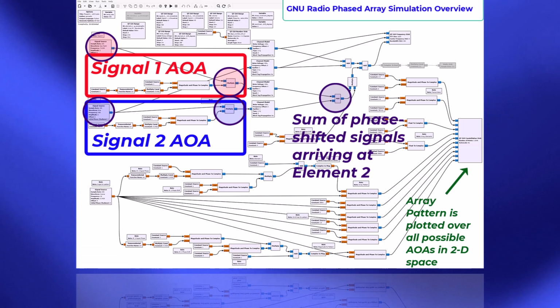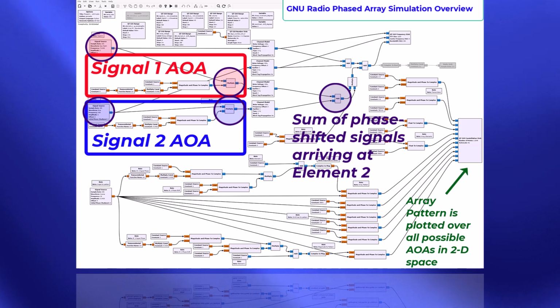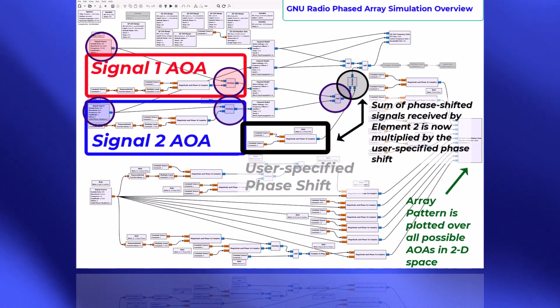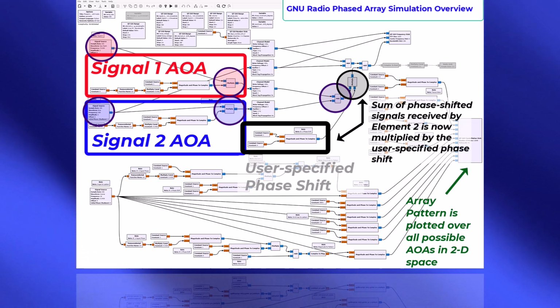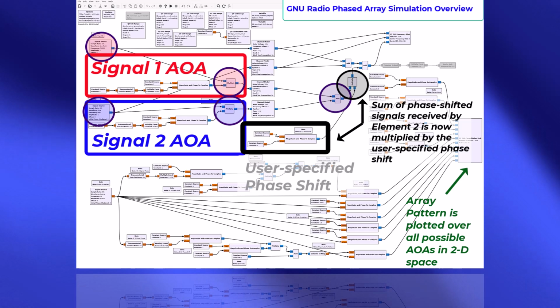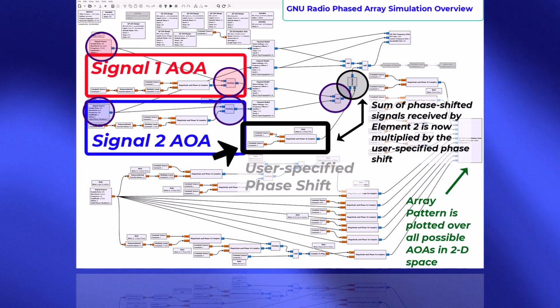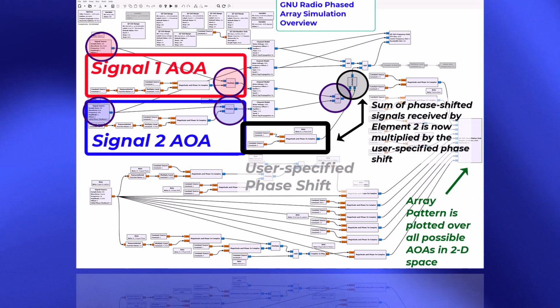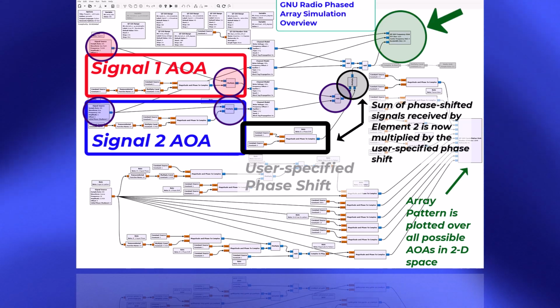And after they're received at the second element, we add yet another phase shift, which is a phase shift between the two elements that is specified by the user using a slider. And so that phase shift comes from these blocks here. The signals from the two transmitters are each displayed in a spectrum plot over here after passing through the channels in which noise is added.